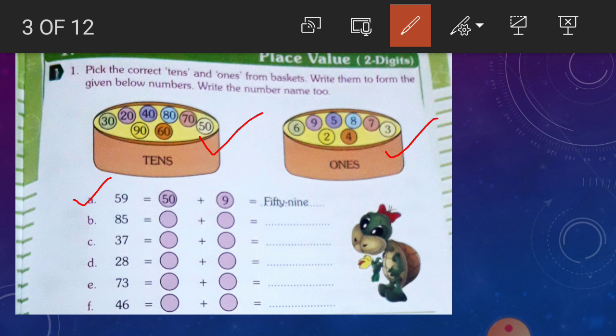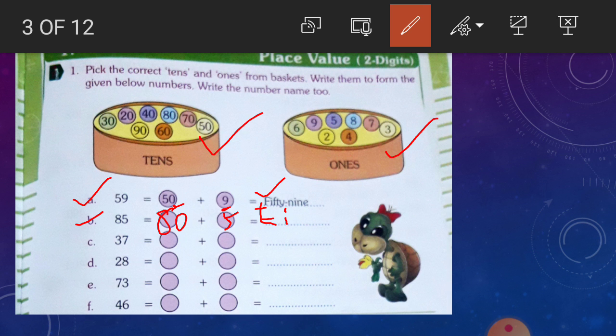First number is 59. So 50 plus 9. 5 tens, 50 plus 9. And you have to write the number name also here. So first one is given. Now the next number is 85. So 85, 80 plus 5, 85. And write here 85.